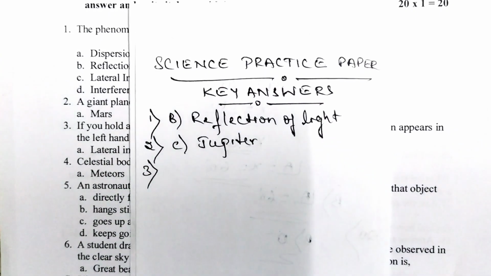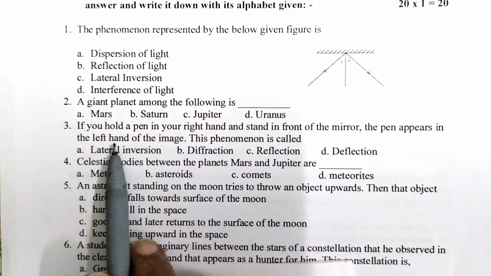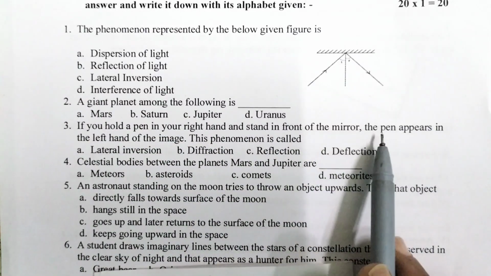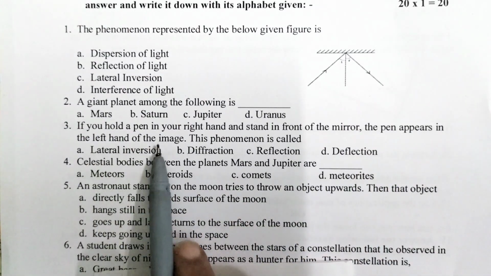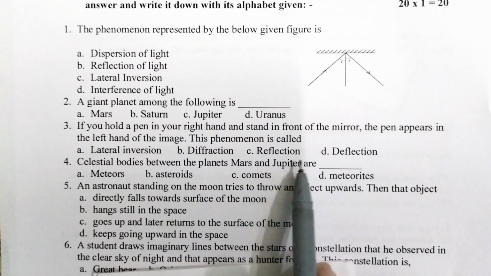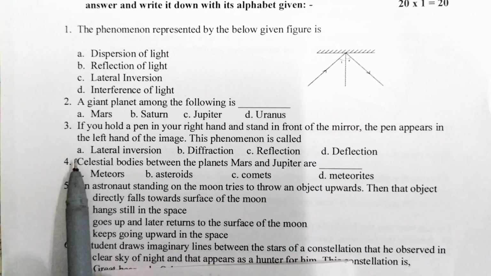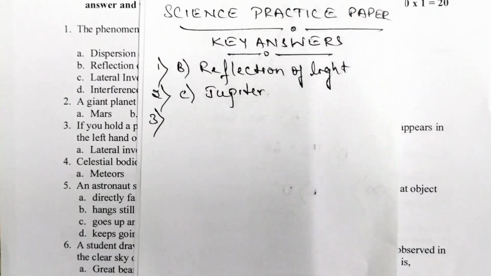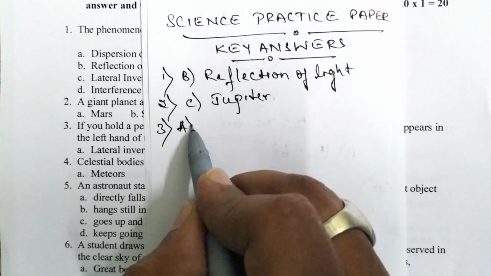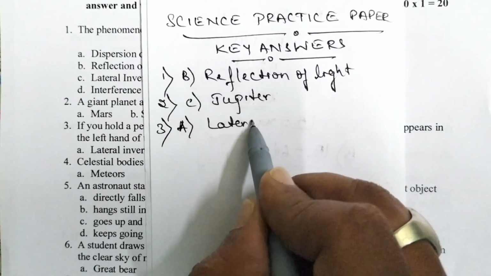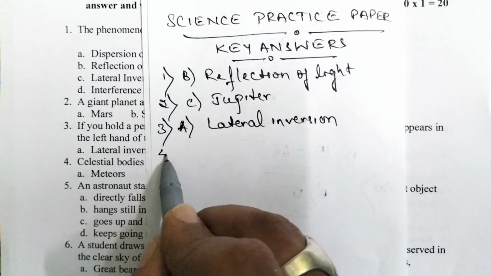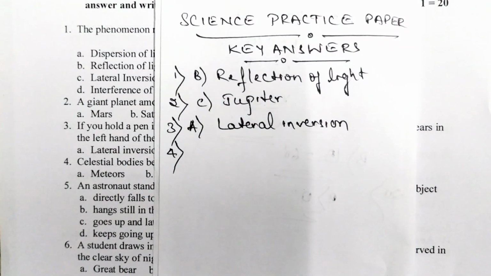Now let us move to the next question. If you hold a pen in your right hand and stand in front of the mirror, the pen appears in the left hand of the image. This phenomenon is called lateral inversion, diffraction, reflection or deflection. So for the third question, the right answer is option A, lateral inversion. That is, the left looks like the right and the right looks like the left.